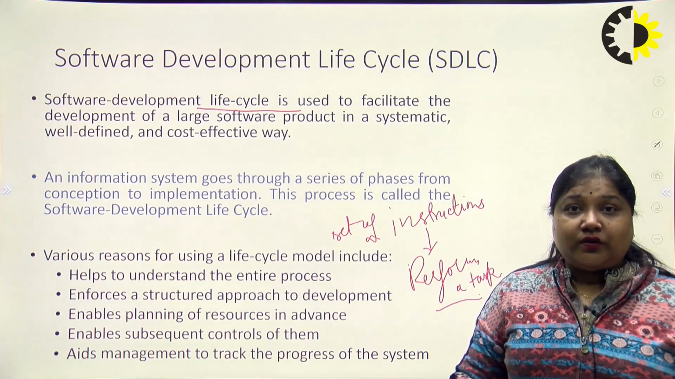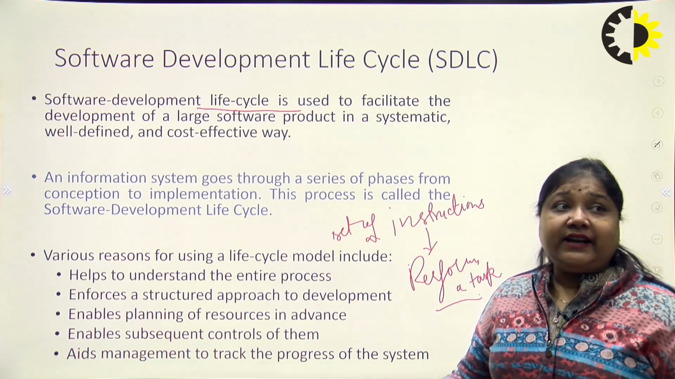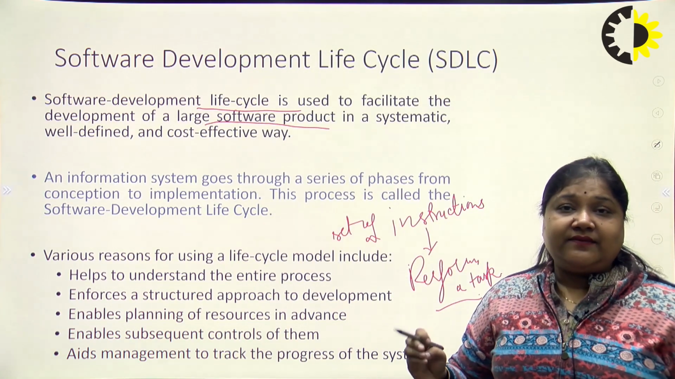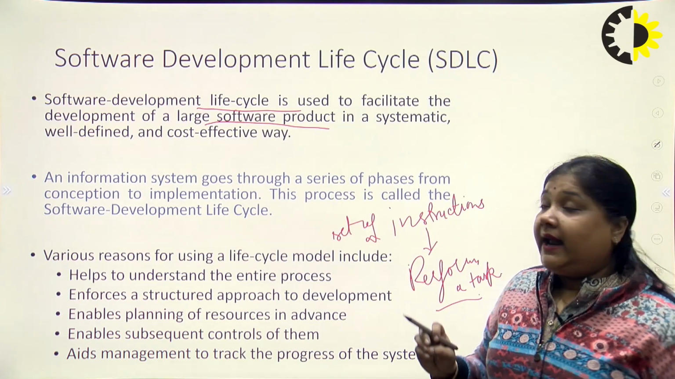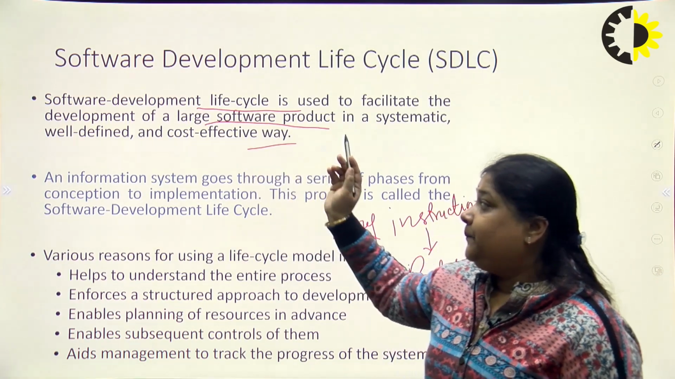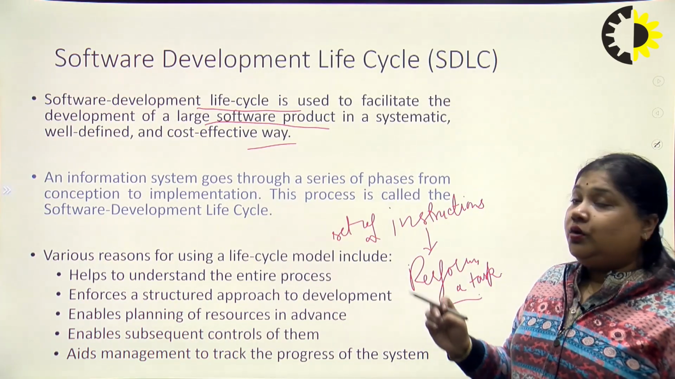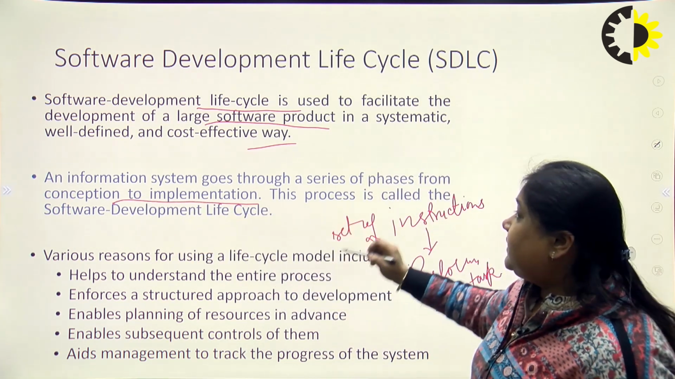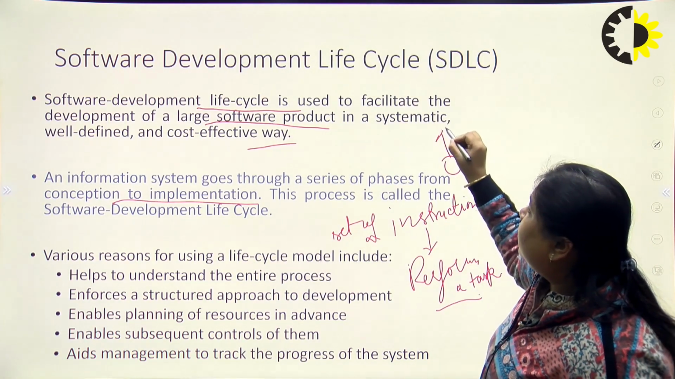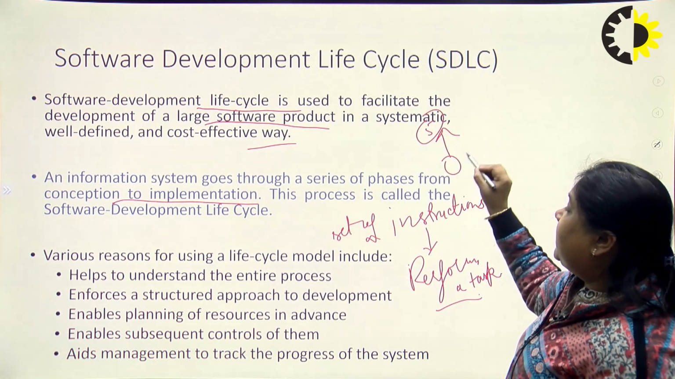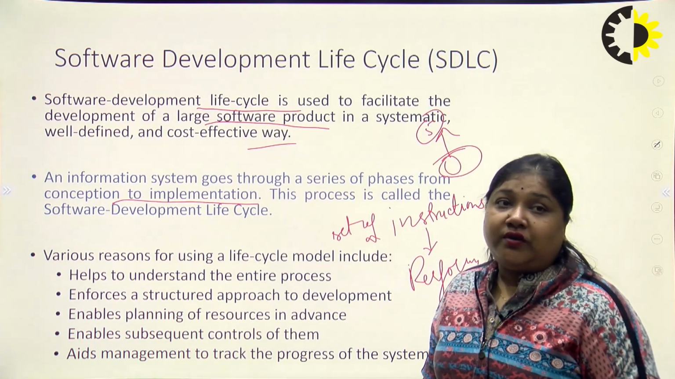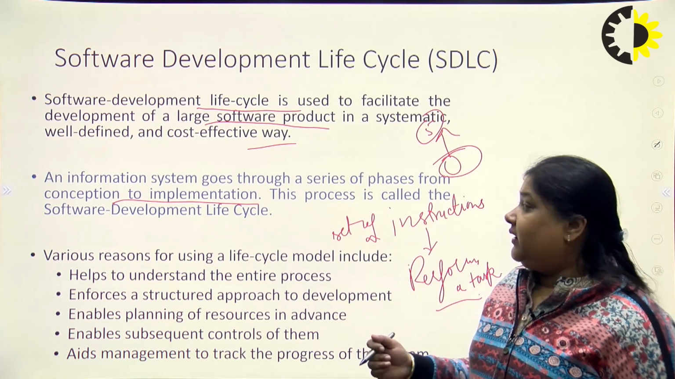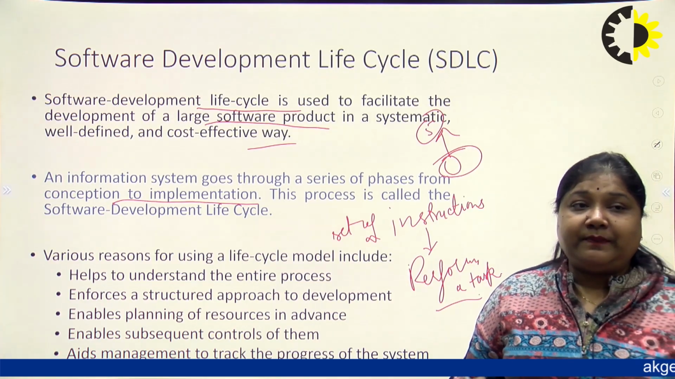This software development life cycle is used to facilitate the development of large software products in a very well defined, systematic and cost effective way. So an information system goes through a series of phases from conception to implementation, that is from zero to the last. There are some 5 to 6 phases that a software has to follow, and according to that it is developed. So this process is called the software development life cycle.